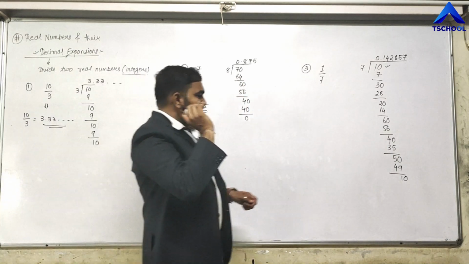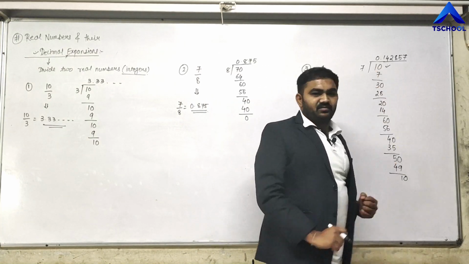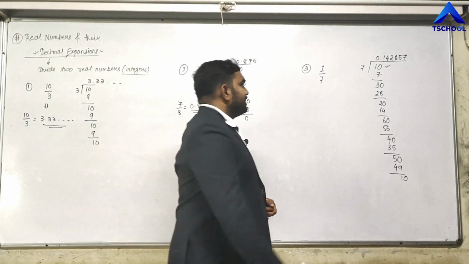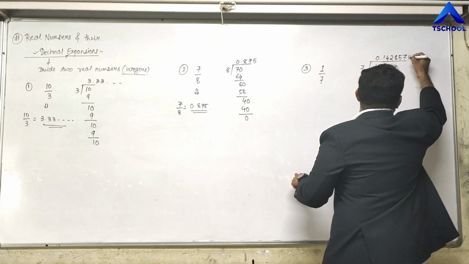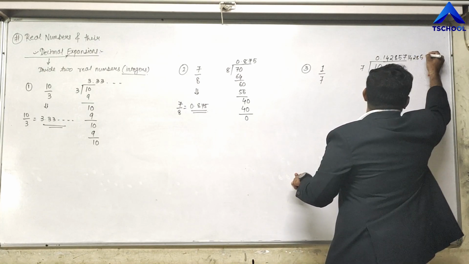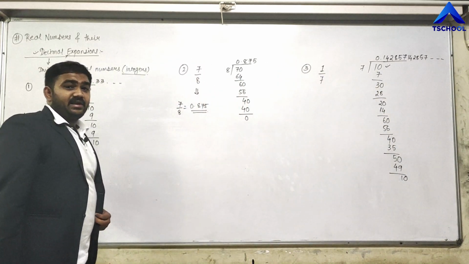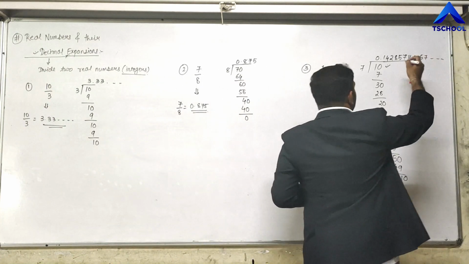Right, that means if I continue the division here, then this set of numbers in the quotient will be repeated again. This set of numbers, 0.142857, will be repeated again. That means here I will get 142857 and so on. What does this clearly indicate? That means a block of numbers.